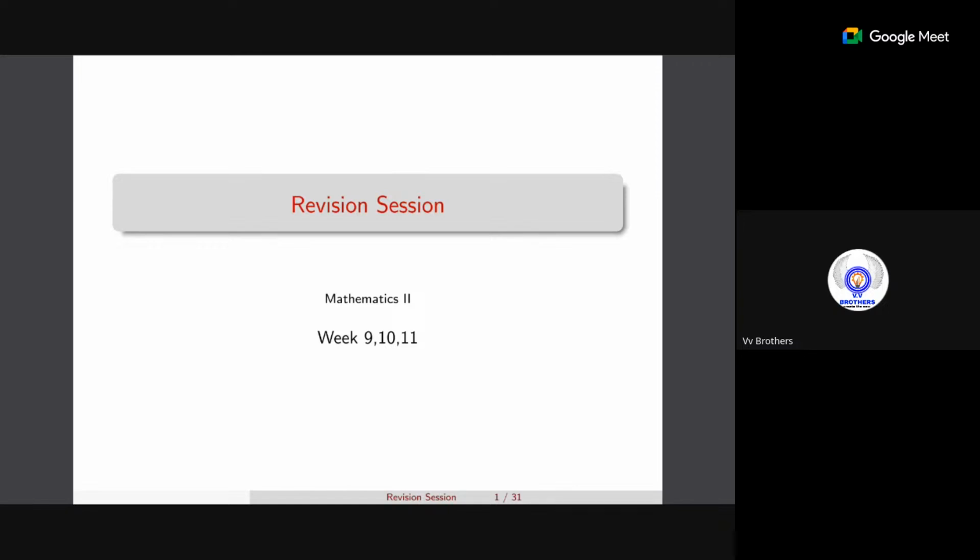So we'll be taking up a revision of the multivariable calculus part of the course, which is covered in the content of weeks 9, 10, and 11. So linear algebra is already done, right? There were two revision sessions earlier in which the linear algebra part is completed, I assume. Yes, sir, it is.